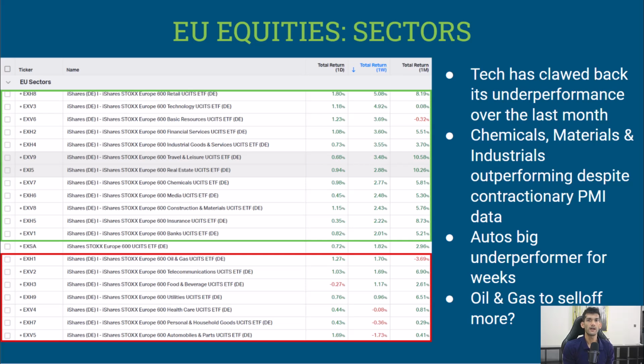The oil and gas sector has been underperforming on a monthly basis, but last week it had a decent performance. I'm still bearish on the oil and gas sector, both in the US and EU, and I think last week's rally is an opportunity for us to be looking to put on more shorts into the portfolio.